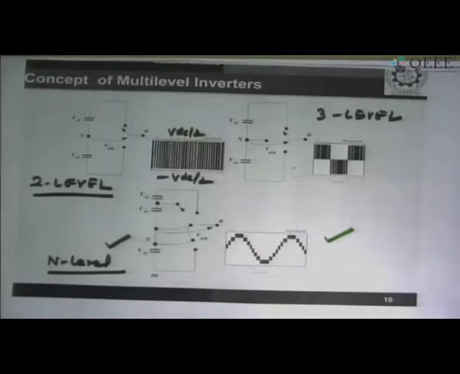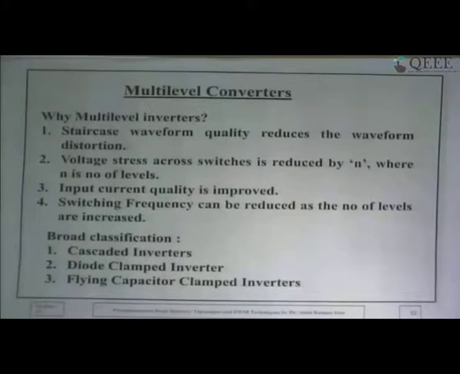We want an AC out of this inverter. So if the simple switching helps us to get these waveforms, the number of levels helps us to get a nearly sinusoidal waveform in the pole voltage level, it is fantastic. So let us see what are the advantages of this kind of multi-level configuration. So why multi-level converters?